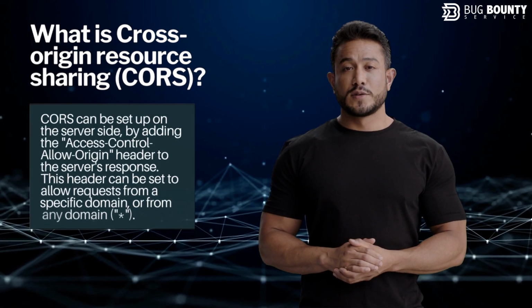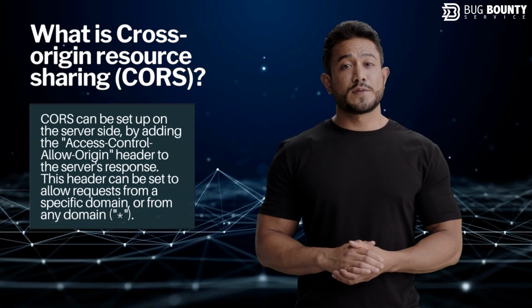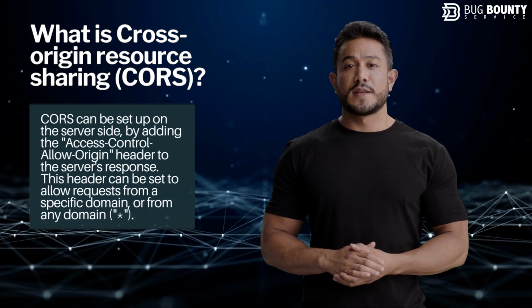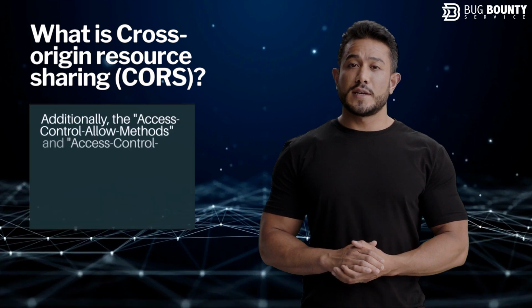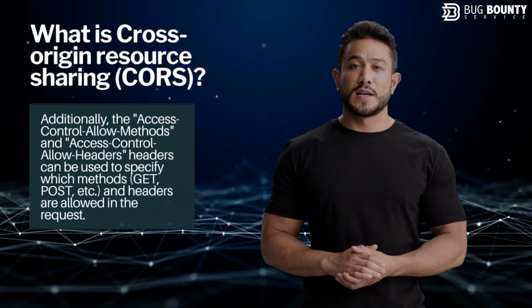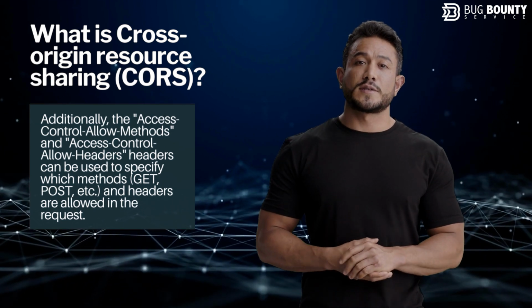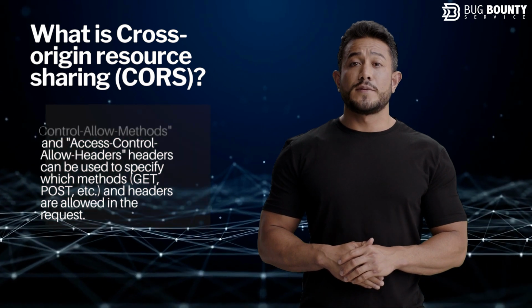CORS can be set up on the server side by adding the Access-Control-Allow-Origin header to the server's response. This header can be set to allow requests from a specific domain, or from any domain, *. Additionally, the Access-Control-Allow-Methods and Access-Control-Allow-Headers can be used to specify which methods, GET, POST, etc., and headers are allowed in the request.